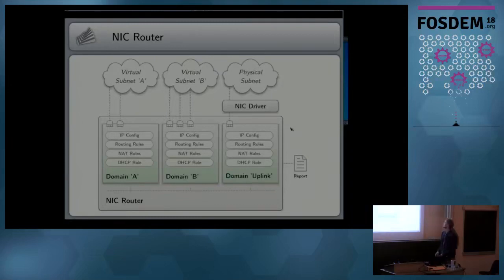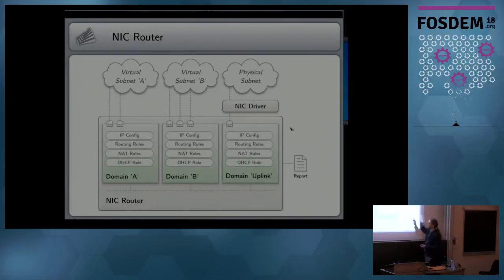And this is a short overview of the functionality of the NIC router. So you have several domains. Each domain is like a set of rules. To each domain there are these rules and the DHCP role connected. So in general, you could say that the domain is like a virtual network, a virtual subnet. And to each domain, there can connect multiple NIC sessions.